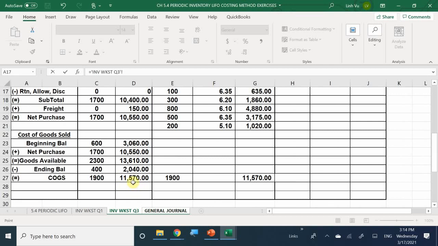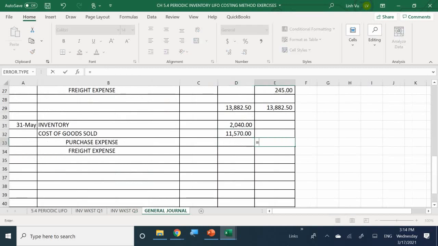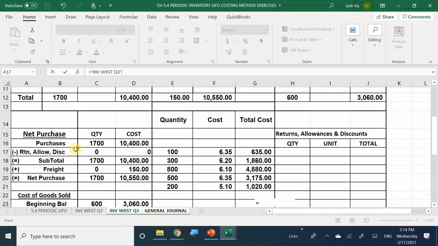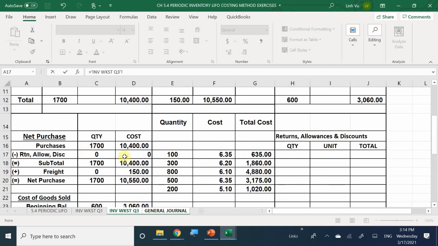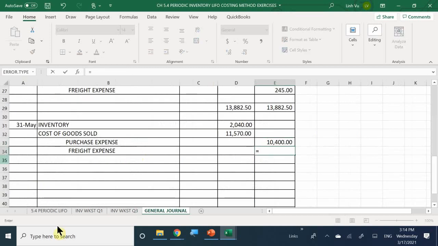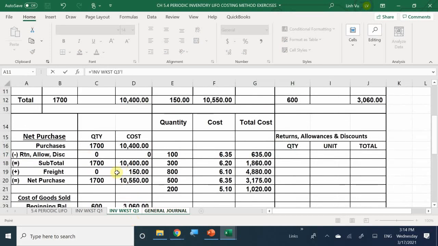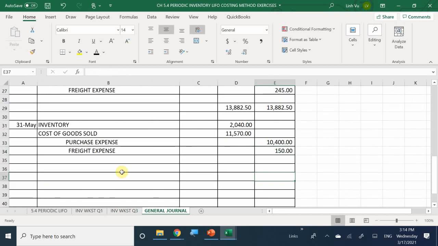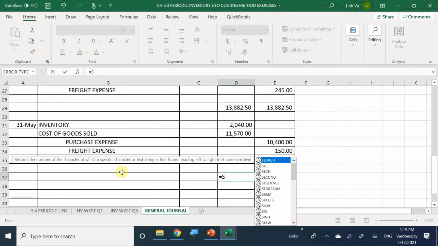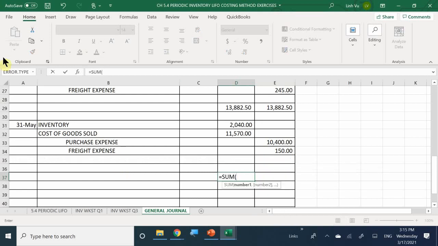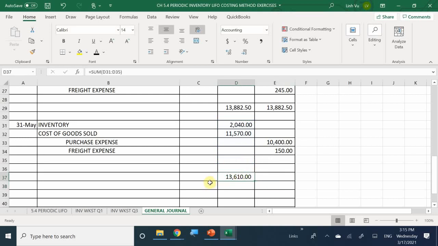11,570. Correct. Okay. How much was our total purchases to begin with? 10,400. Yes. And how much was my freight? $150. Okay. So go ahead and sum up your columns here and tell me what you are missing. So I have 13,610 in one column, and I have 10,550 in the other. What am I missing? Your ending inventory.